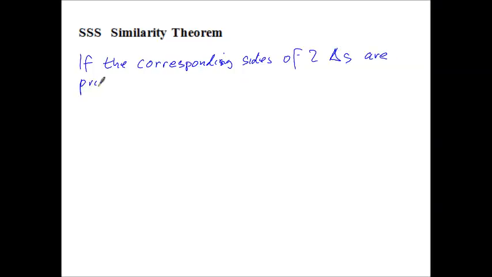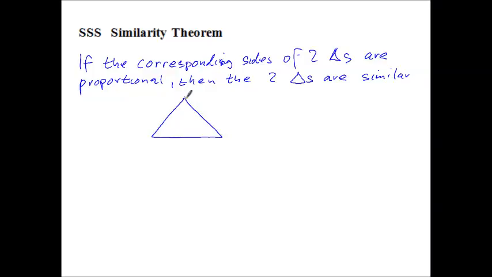Another shortcut is the SSS, or side-side-side similarity theorem, which states that if the corresponding sides of two triangles are proportional, then the two triangles are similar.